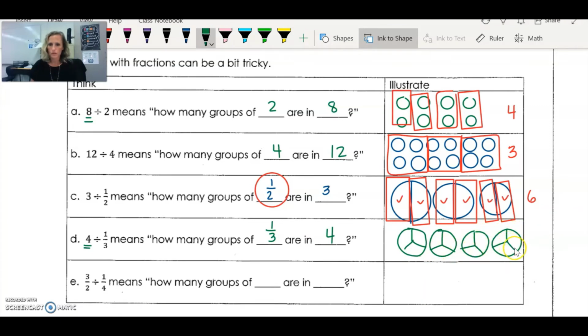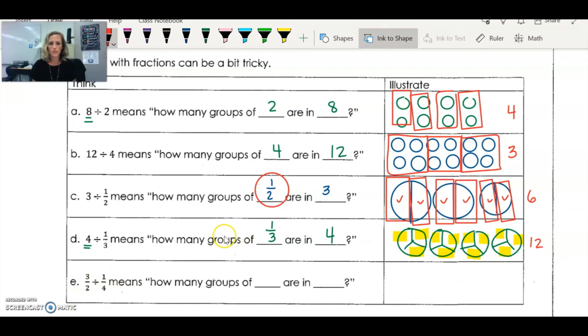I'm getting worse with each one, but there we go. We've got our thirds. So now we're going to determine how many groups of 1/3 are in these 4 circles. It's not going to be a square anymore, so maybe I can highlight them instead. So I've got 1, 2, 3, 4, 5, 6, 7, 8, 9, 10, 11, 12. So I have 12 thirds in 4 whole items.